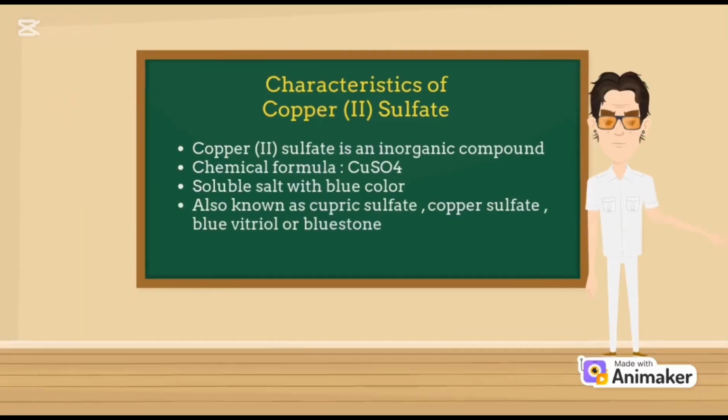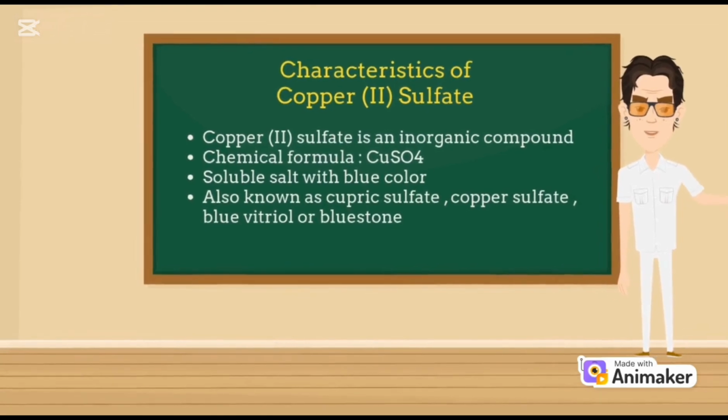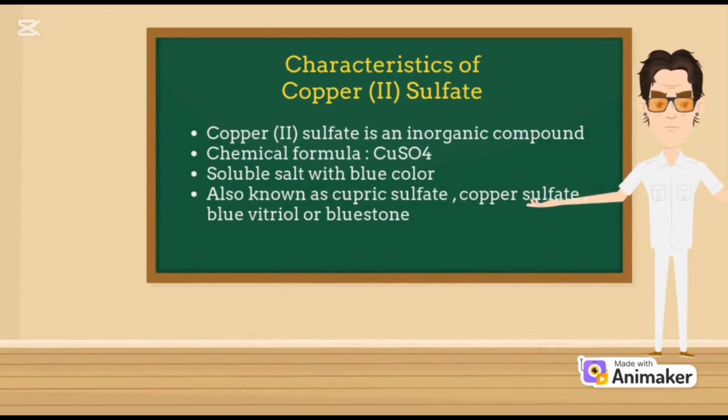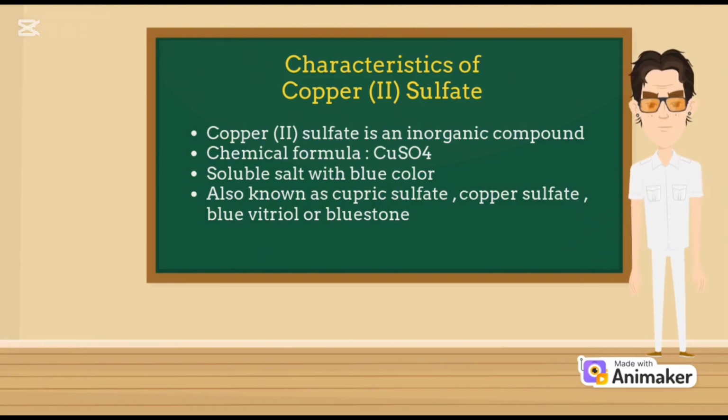Hi, I am Amer. Have you ever wondered what is copper 2 sulfate? These are some characteristics of copper 2 sulfate. Firstly, copper 2 sulfate is an organic compound. Its chemical formula is CuSO4. It is a soluble salt with blue color and also known as cupric sulfate, copper sulfate, blue vitriol or bluestone.